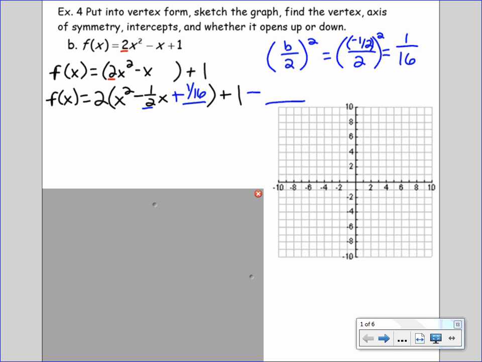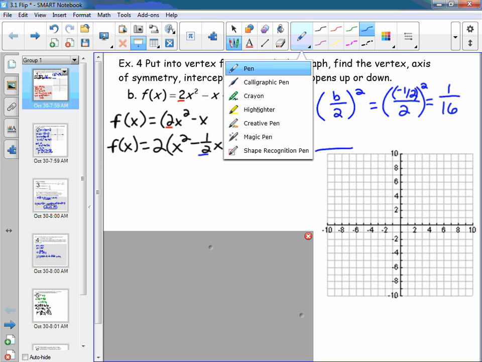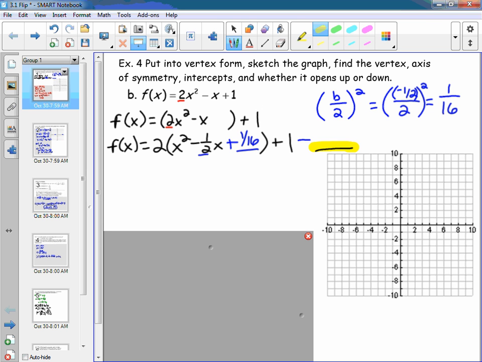However, when we work our way through to determine what we will add or subtract outside of the parentheses, remember we have to keep the function balanced here. So what we will need to do in this area here is subtract 2 times 1 over 16. All right, and that remains consistent with when we were solving by completing the square back in the previous units we looked at. So we'll put 2 times 1 over 16 outside there. All right, and now we can go ahead and continue on to get this into vertex form.